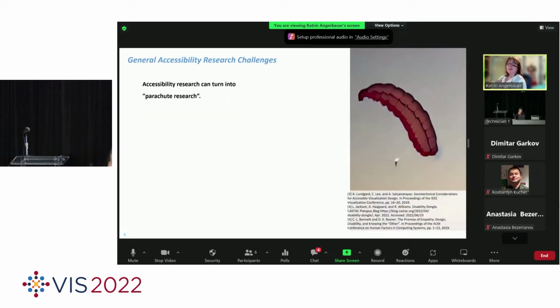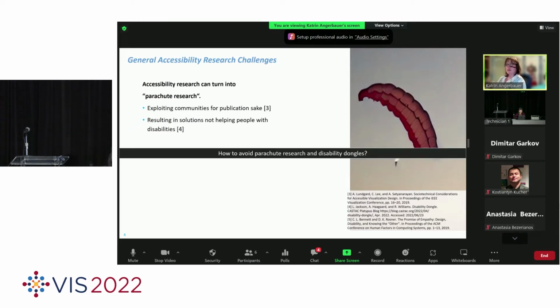Yeah, and well-meaning accessibility research can easily turn into parachute research, where we end up accidentally exploiting communities for publication's sake, and this also results in solutions that are not actually helping people with disabilities, because we're solving different problems compared to those problems they're having. And the disability advocate Liz Jackson coined this nice term, disability dongles, for that.